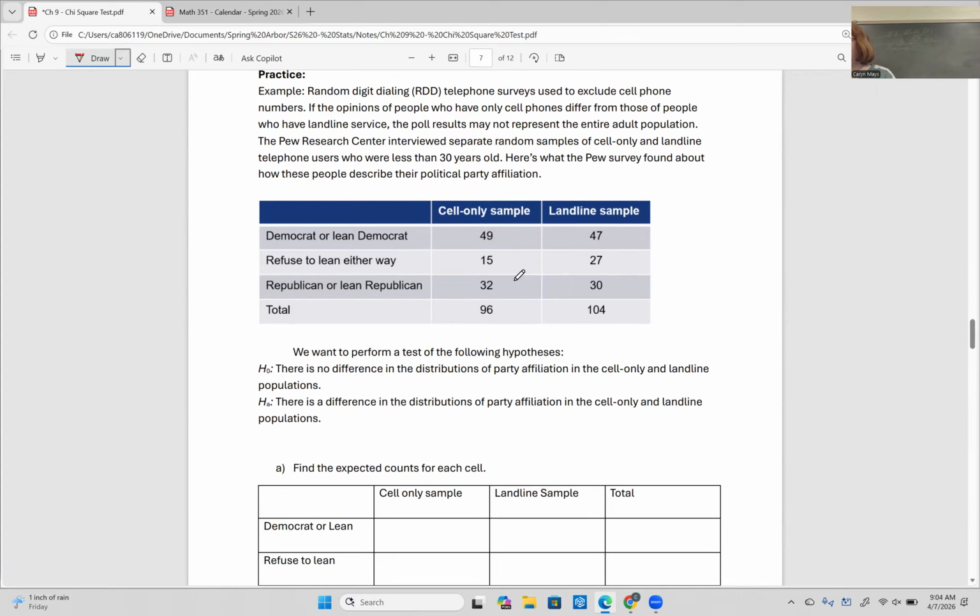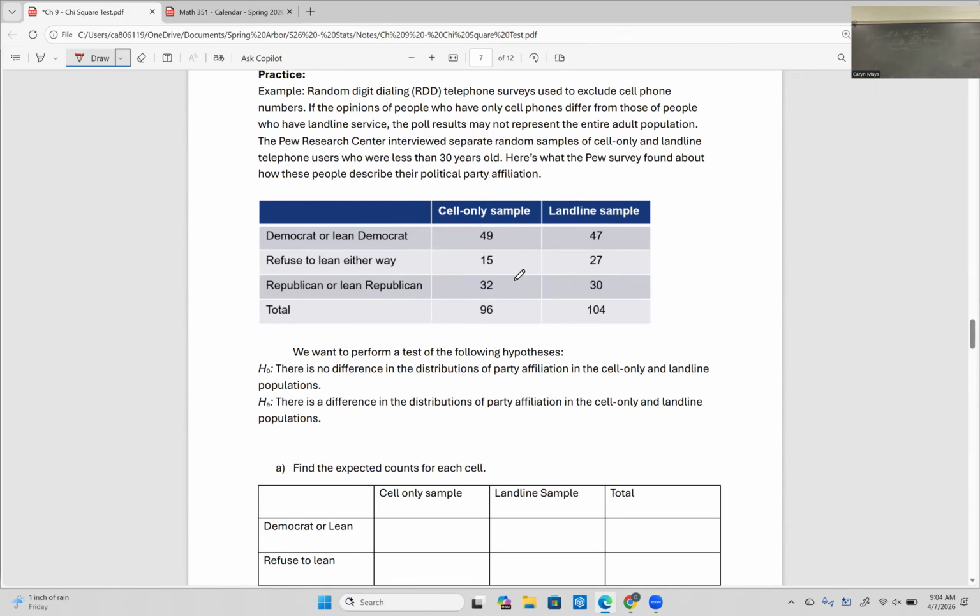The Pew Research Center interviewed separate random samples of cell only and landline telephone users who were less than 30 years old. Here's what the Pew survey found about how these people describe their political party affiliation.